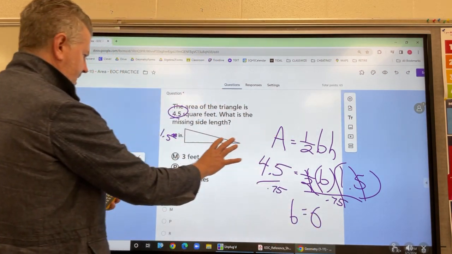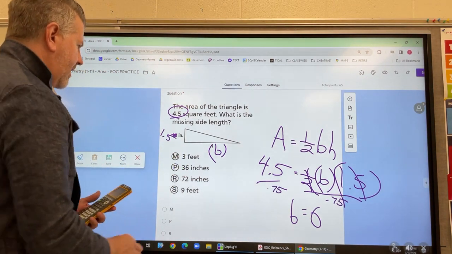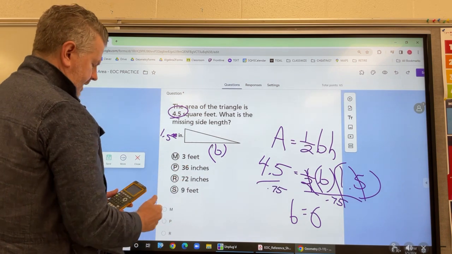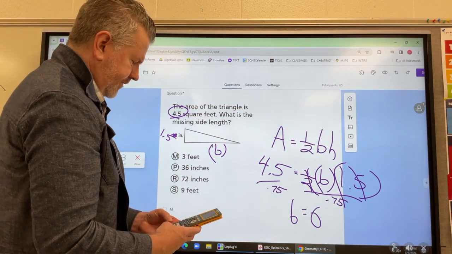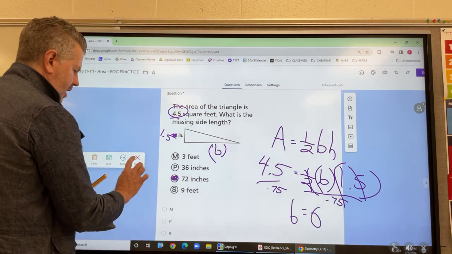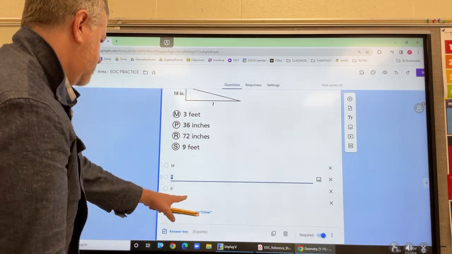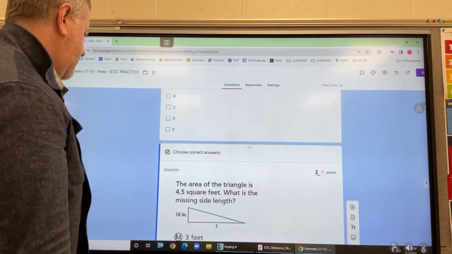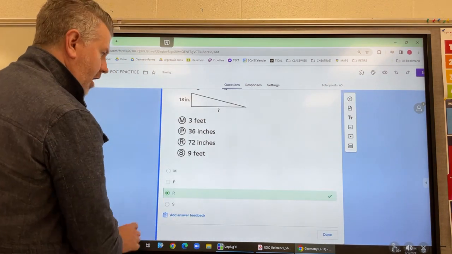But what were we in? We were in feet. So 6 feet is not one of the answers. So we're going to convert it to inches. 6 times 12, 72 inches. There we go. That would be R. And let's double check that just to make sure. All right. That answer's not marked. Here we go. I'm changing the answer key right now. We solved it. It is R.